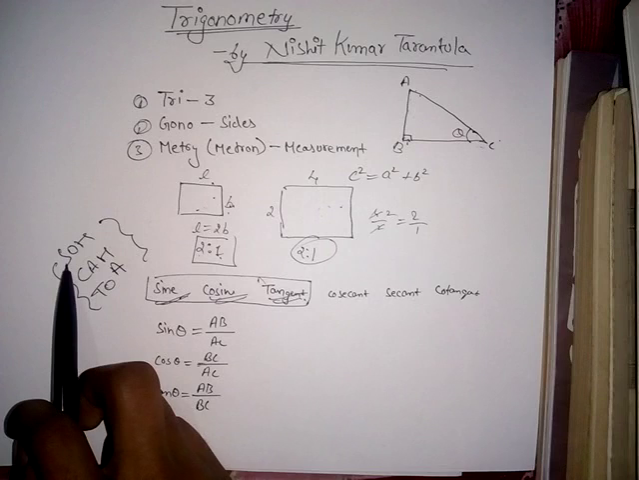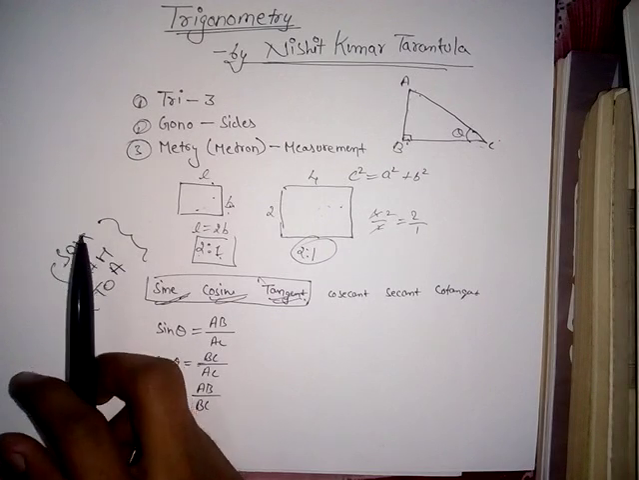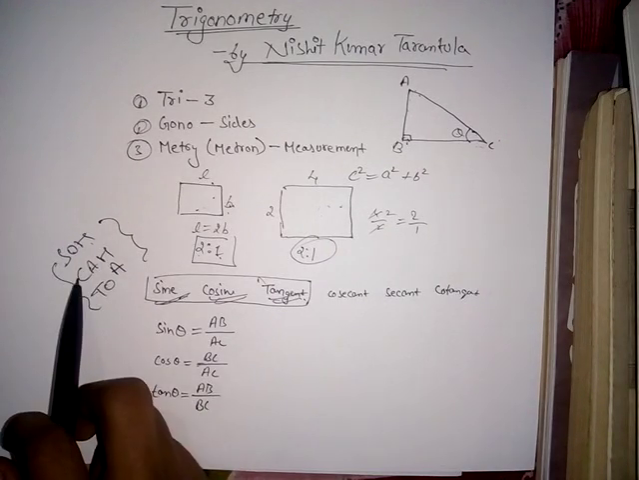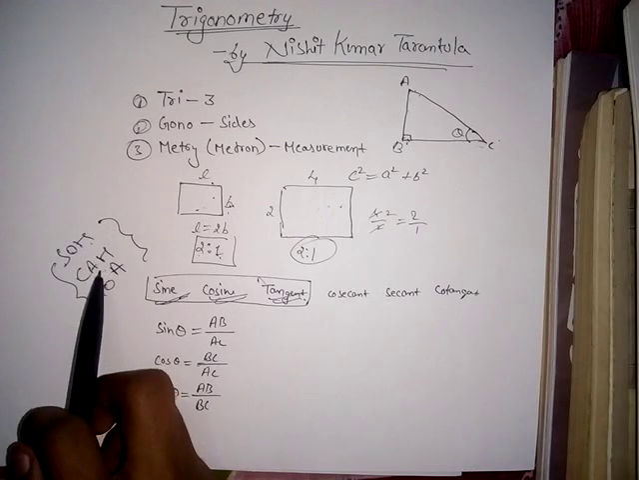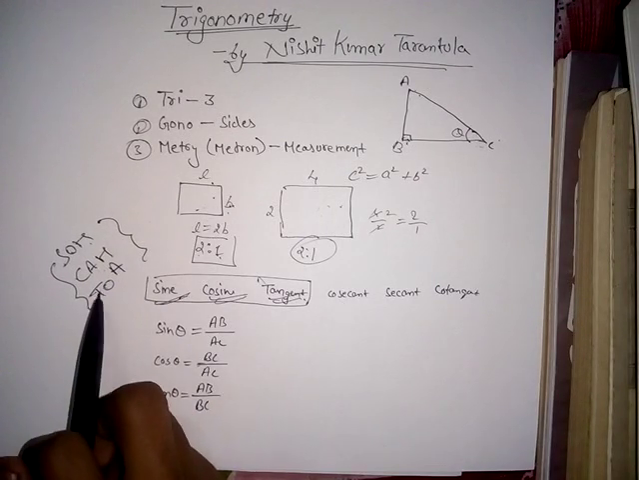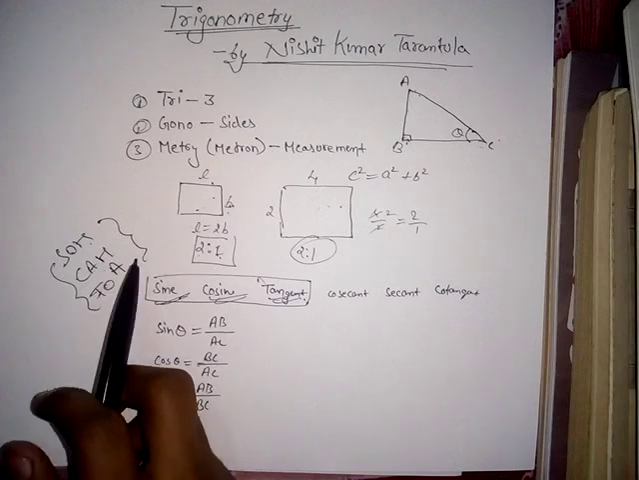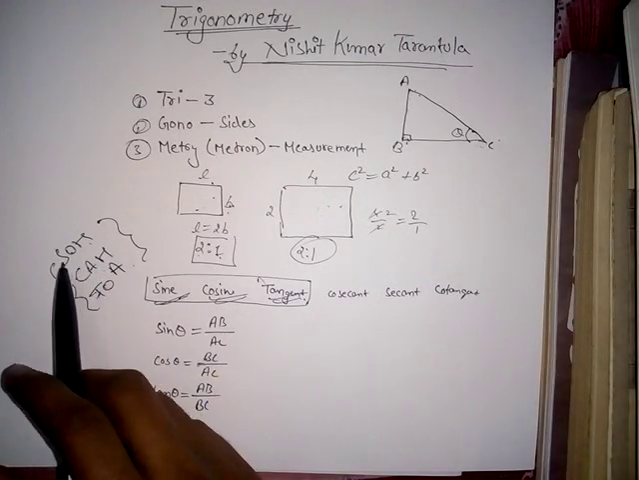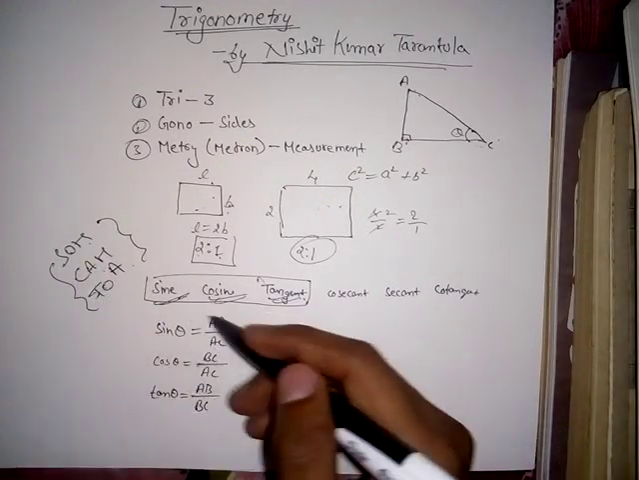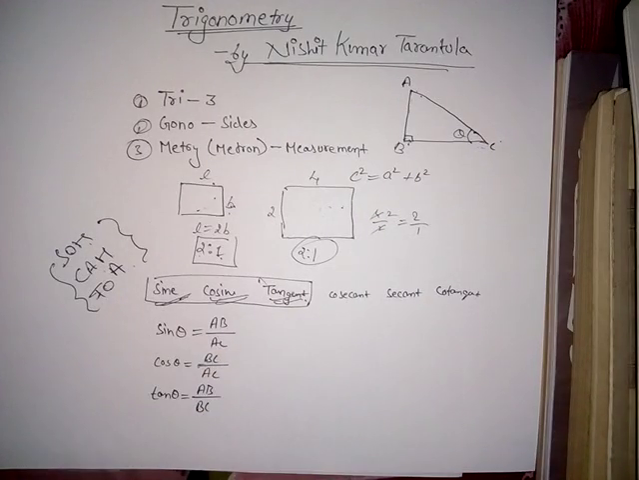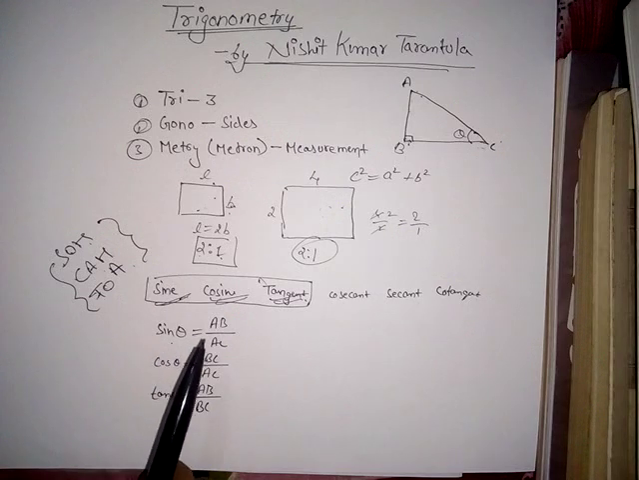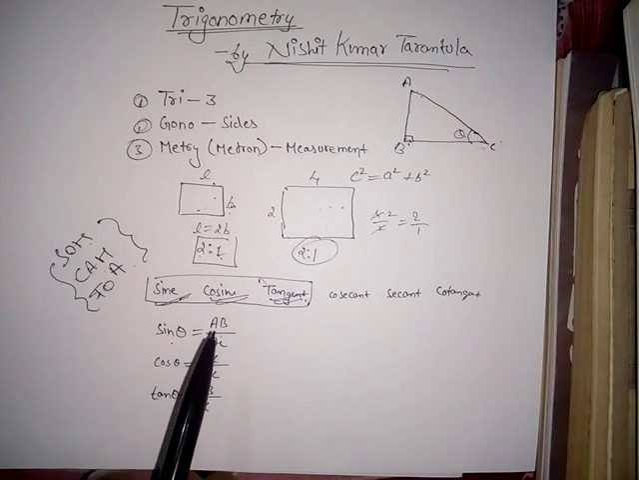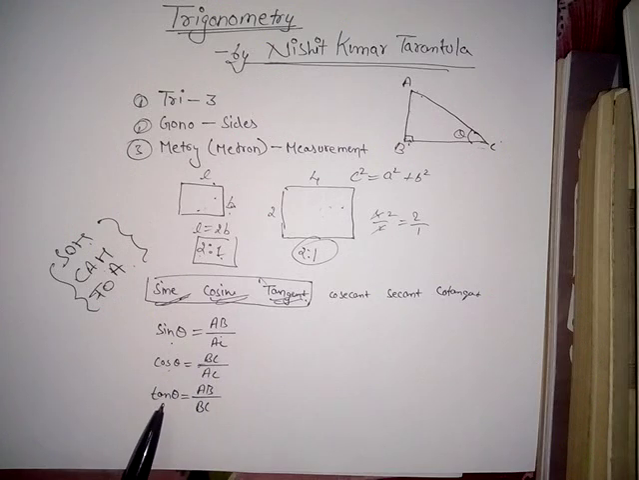So sine theta is equal to opposite over hypotenuse. Cos theta is equal to the adjacent over hypotenuse, and tan theta is equal to the opposite over adjacent. So if you just remember SOHCAHTOA, you'll recall these three trigonometric identities. So let me recall it once more. Sine of angle theta is opposite over hypotenuse. Cos of angle theta is adjacent over hypotenuse, and tan of angle theta is opposite over adjacent.